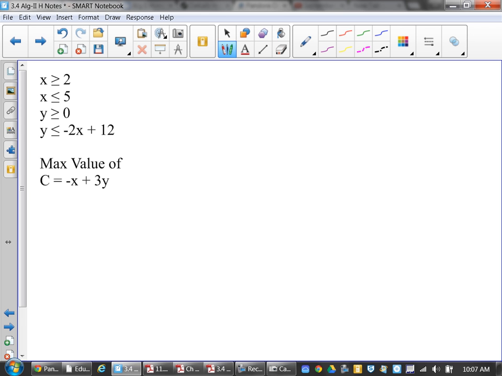We've got x is greater than or equal to 2. x is less than or equal to 5. y is greater than or equal to 0. And y is less than or equal to negative 2x plus 12. Notice it's asking you to find the maximum value of the constraint c equals negative x plus 3y. So that constraint function changed. And it changes.